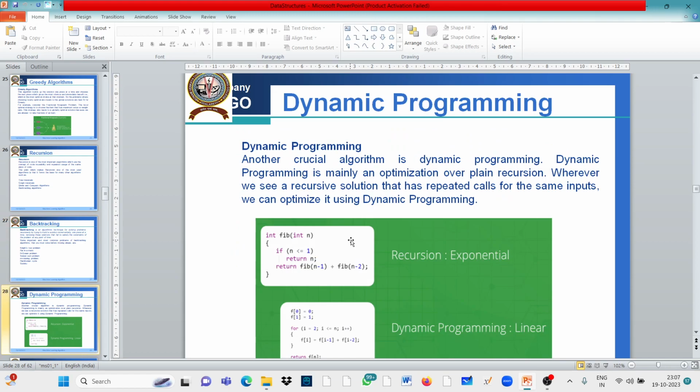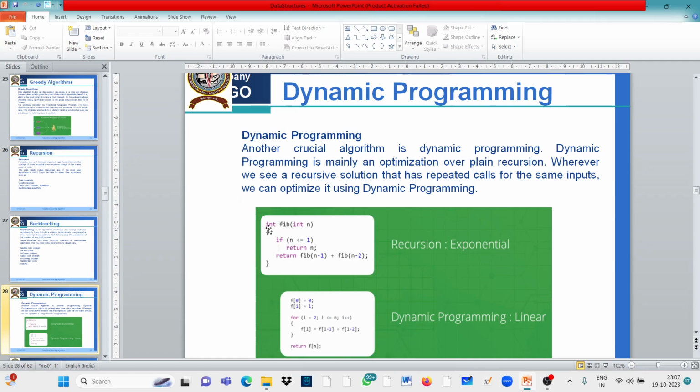Then another important algorithm is the dynamic programming. See, another crucial algorithm is dynamic programming. The dynamic programming is mainly an optimization over plain recursion. Okay, this is finding the best. It is not finding a solution, finding the best. Wherever we see recursive solutions that have repeated calls for the same input, we can optimize by using the dynamic programming. See the example here in the recursion.